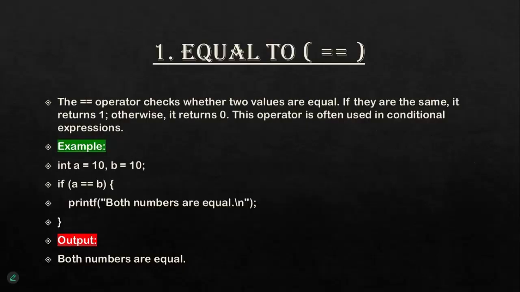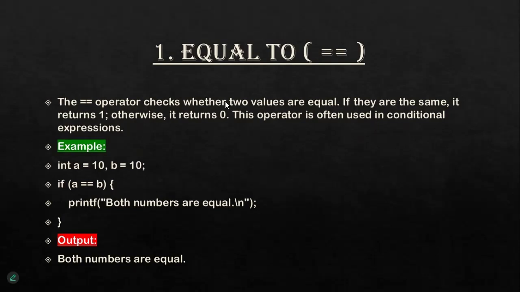Equal to. So what is the equal to operator? The equal to operator checks whether two values are equal. If they are the same, it returns 1. Otherwise, it returns 0. The operator is often used in conditional expressions, meaning if else expressions, or in a while loop or for loop. If it is equal it returns 1, meaning true, and otherwise it returns 0, meaning false.